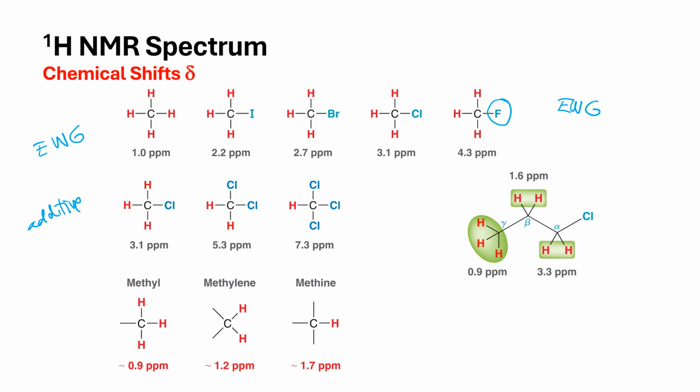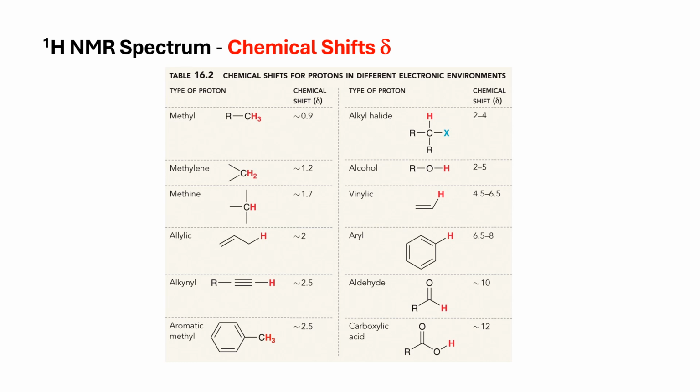So one chlorine does that, moves it from 1 to 3.1. 2 chlorines move it further down, and 3 further down. But again, this is knowing what electron withdrawing groups will do. This is a chart that you're going to have. There are things that are probably easier that we need to see immediately.